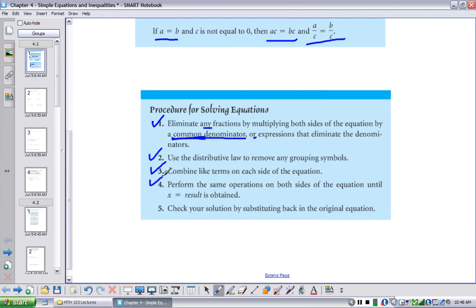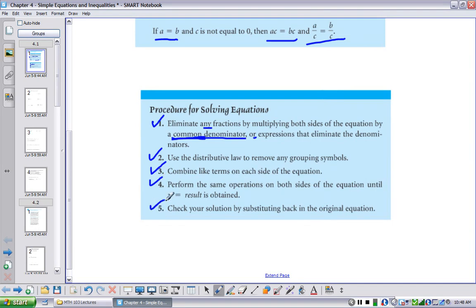Step number 4 says to perform the same operations on both sides of the equation until you get x equal to your result. Now, a lot of students ask, does it matter which side of the equation I choose to get x on? And it does not matter. It does not matter whether you choose to get x by itself on the left-hand side or x by itself on the right-hand side. You should get the same result.